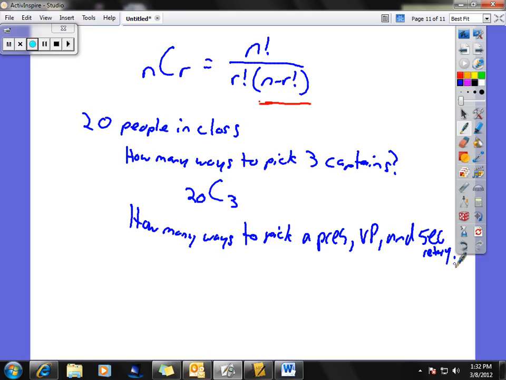So this is now a permutation because the order matters. Each of these positions matters. So that would be 20P3, and that would come out higher than 20C3 for sure. Do you guys understand the difference there? This one's kind of obvious, but sometimes you really have to think about whether the order matters.